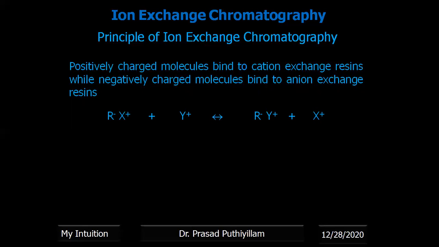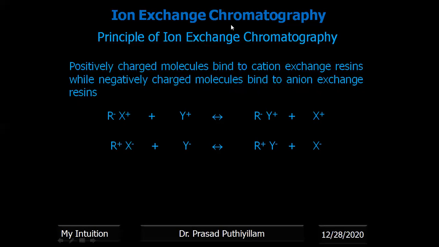R minus represents the resin which has a negative charge, and X plus is attached to that resin, and it is used to separate the Y plus, a cation. So this particular resin, R minus, is a cation exchange resin. It can separate the mixture of cations. The complete reaction is given here. In the same way we can write it for the anion exchange resin case. R plus can be treated as an anion exchanger, and X minus is exchanged with Y minus. That reaction is also given.